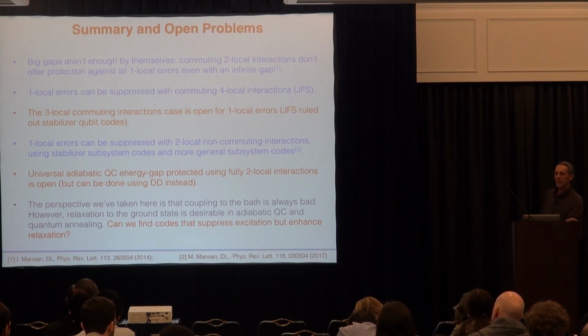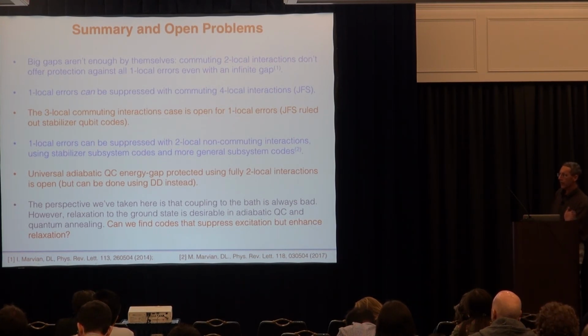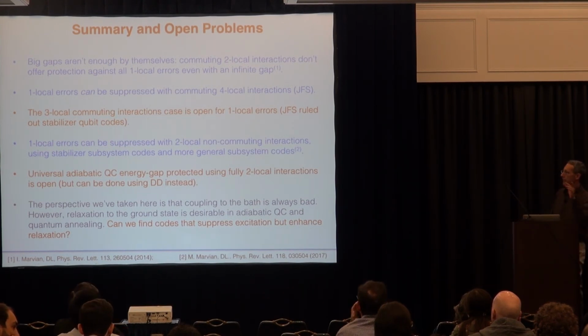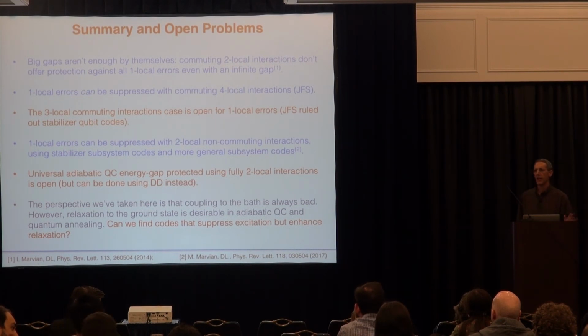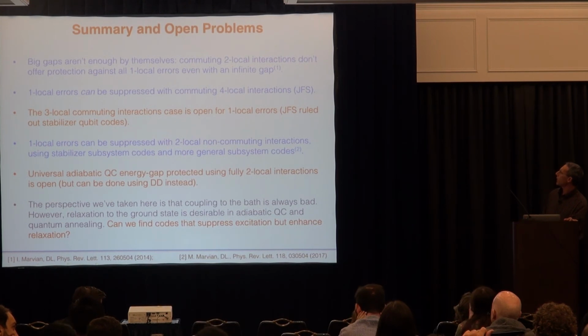So the first message is that big gaps alone, contrary to what you might think if you have some kind of a Boltzmann argument in mind, right? E to the minus delta over kT, that goes to 0 as the gap gets large. That's not enough, because you also have to think carefully about the type of interactions involved. And in particular, the no-go theorem shows that even if you take the gap to infinity, commuting two local interactions don't offer protection against arbitrary one local errors.